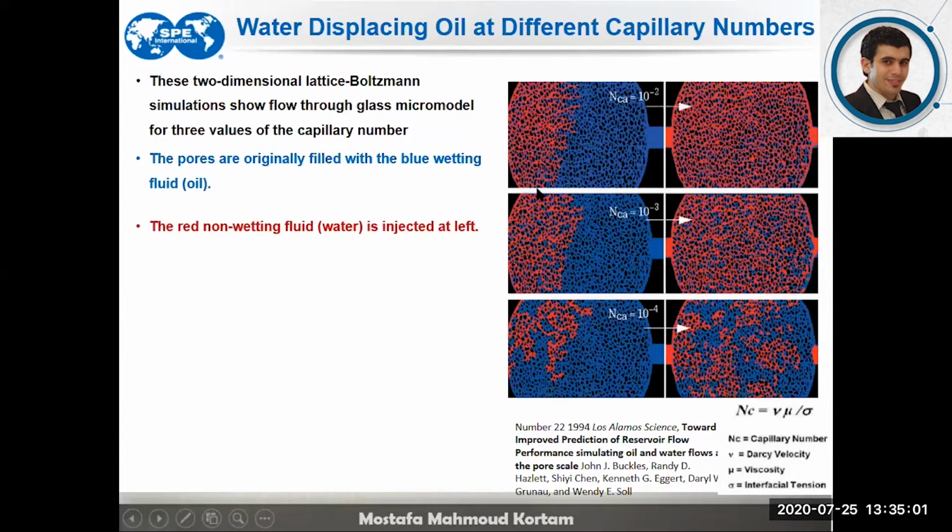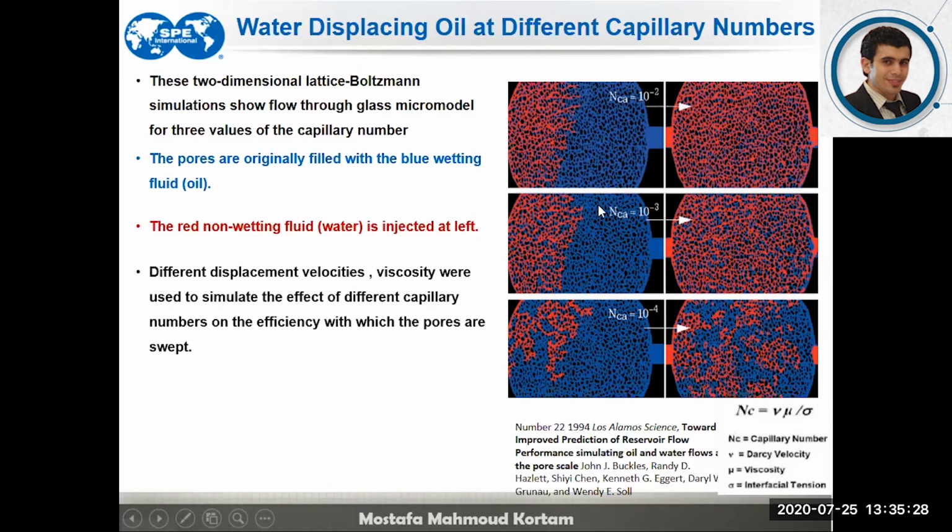The pores are originally filled with the blue wetting phase. The blue here is referring to the oil. So that part is the oil, while the displacing fluid is water and is non-wetting. So they are trying to mimic the oil-wet system, where the water is trying to displace and to inject toward the oil in order to achieve a displacement mechanism.